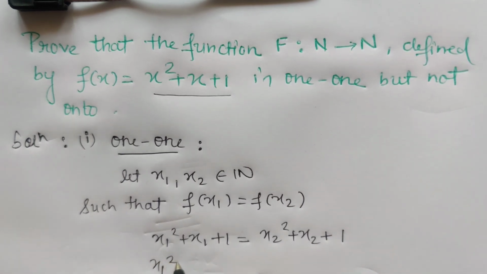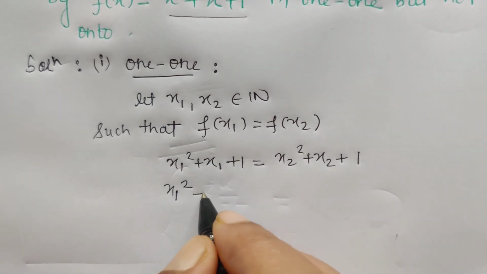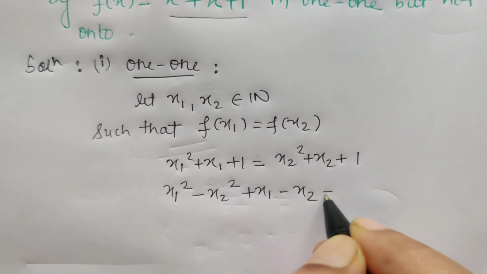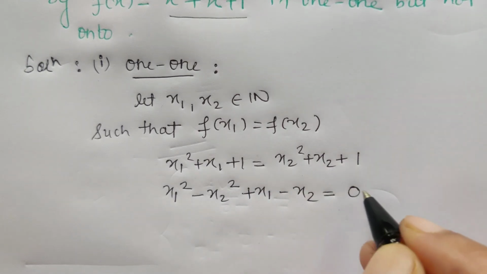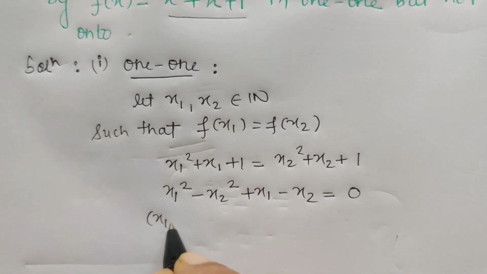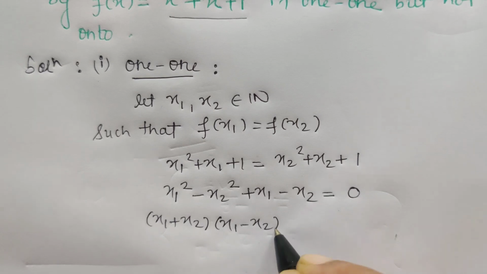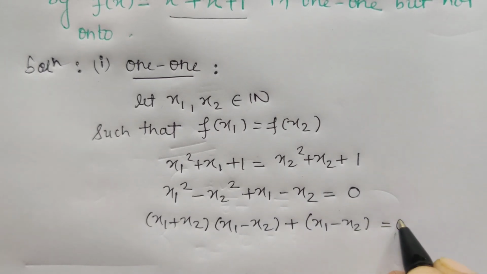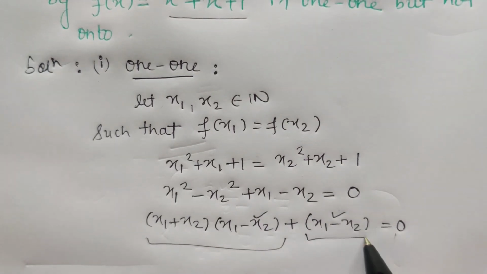Now let's shift x2² to the left hand side. I get x1² − x2² + x1 − x2 = 0, because the 1 goes to the left hand side, minus 1 gets cancelled and we are left with 0. This is a² − b². It can be written as (x1 + x2)(x1 − x2) + this left out (x1 − x2) = 0. Now we can take this common from this and this expression.